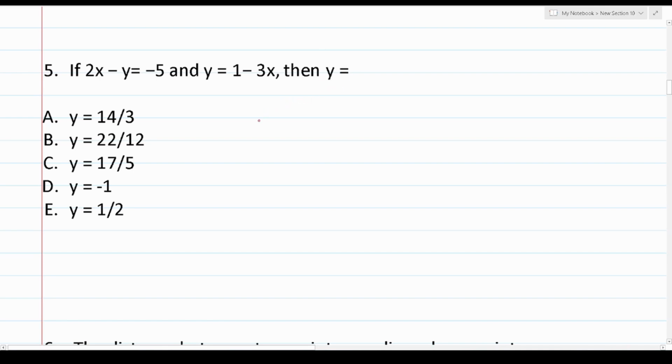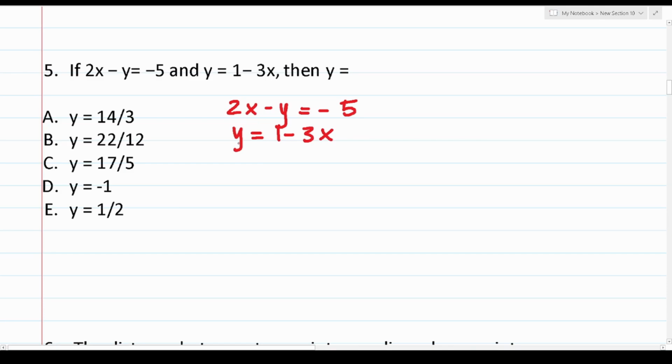If it's helpful, and you can't see that we have a system of equations, you can write it off to the side like this. We have 2x minus y equals -5, and then we have y equals 1 minus 3x. Again, these are both linear equations since they have a y and an x, and everything's to the first power. That said, this bottom equation is not written in the same way that this top equation is.